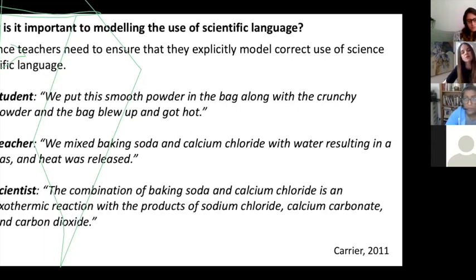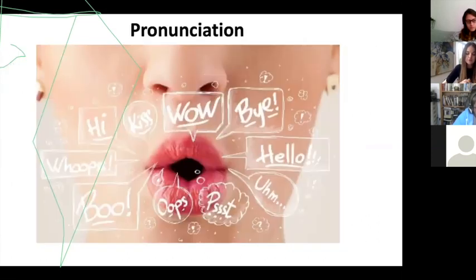However, as we move further, this will be the scientist definition. I actually think we need to get our students speaking like scientists. The combination, again, I would say sodium hydrogen carbonate and calcium chloride is an exothermic reaction with the products of sodium chloride, calcium carbonate, and carbon dioxide. And I think as teachers, we need to insist on this level of language, the way they write it down, using the correct terminology. And I think often students will write that. It doesn't happen quickly, but you need to continually model that sort of thing.